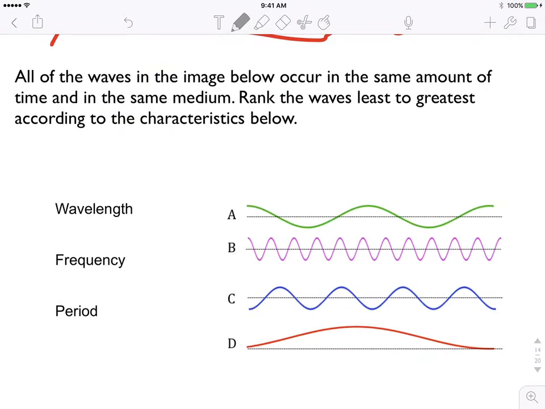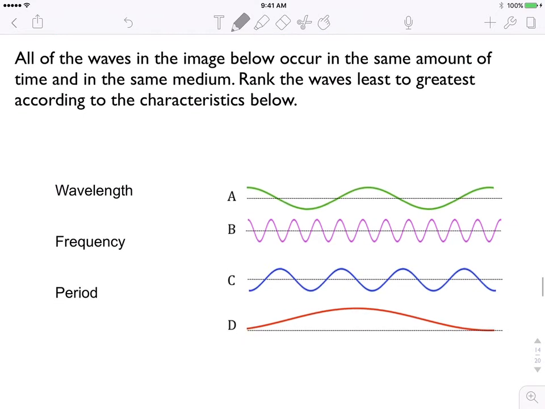All right. All of the waves in the image below occur in the same amount of time and in the same medium. Okay. Rank the waves least to greatest according to the characteristics below. All right. So the amount of time that's occurring here. Let's just go with t is equal to 1 second because this will be really easy when we're trying to do frequency, and frequency is one of the problems here.